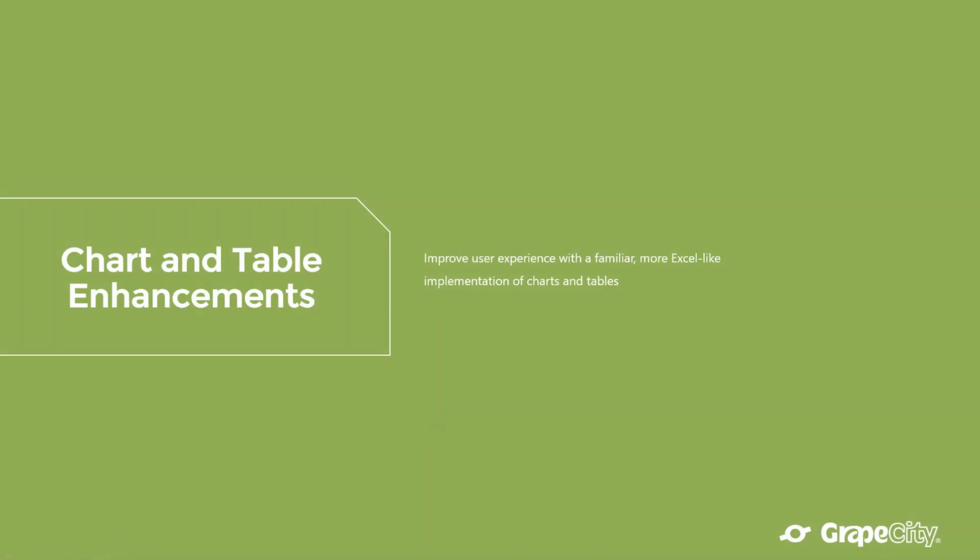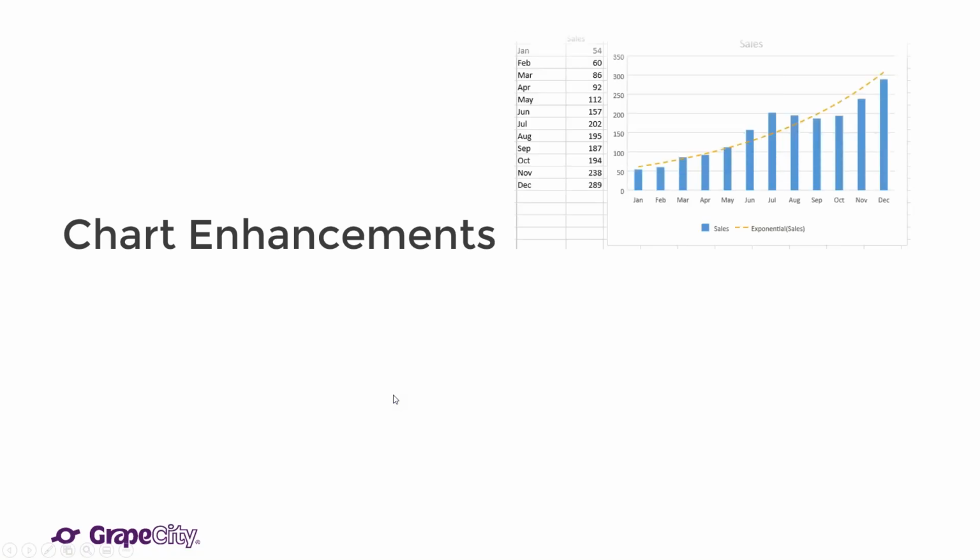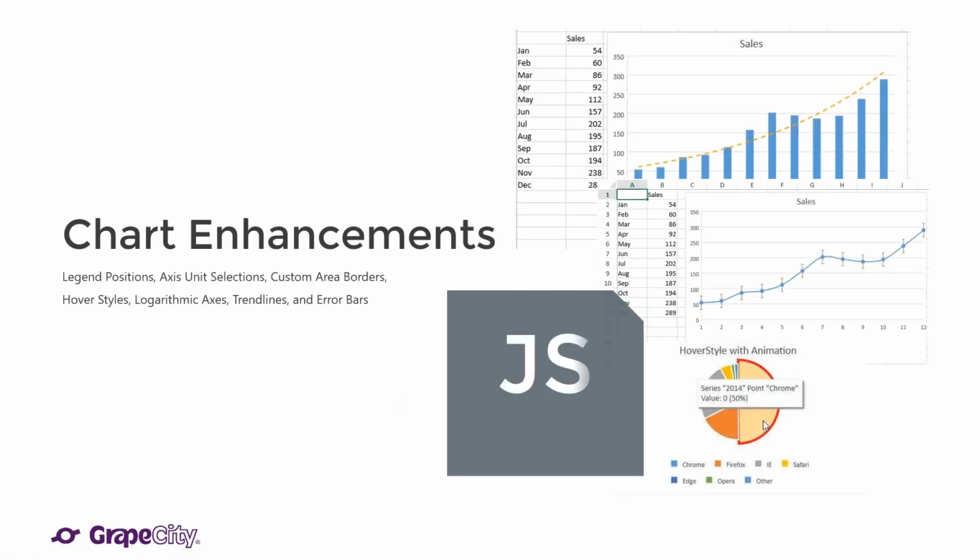The last few features I will go over are related to our chart and table implementations, which we added to improve the user experience. In V13, we enhanced a few different parts of our chart implementation, including legend positions, axis unit selections, custom area borders, hover styles, logarithmic axes, trend lines, and error bars. We added these features to further support Excel chart exporting and customization.